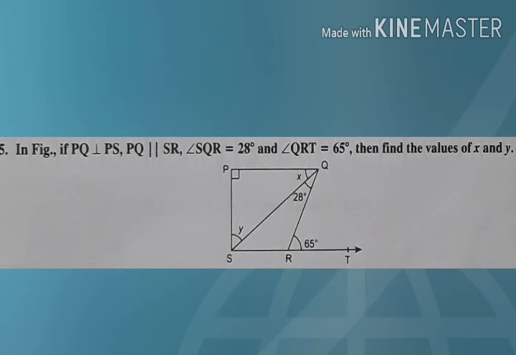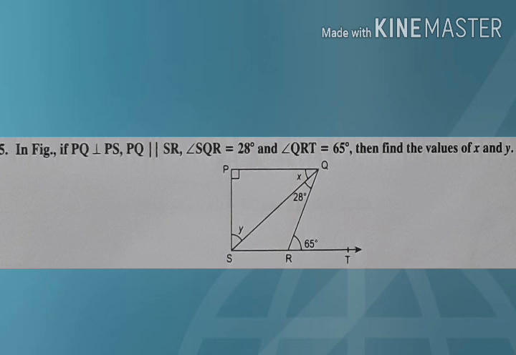Now the next question is the fifth one. There is also a figure given. PQ is perpendicular to PS. Perpendicular means 90 degrees. Then PQ is parallel to SR. Angle SQR equals 28 degrees. Angle QRT equals 65 degrees. Then find the values of x and y.